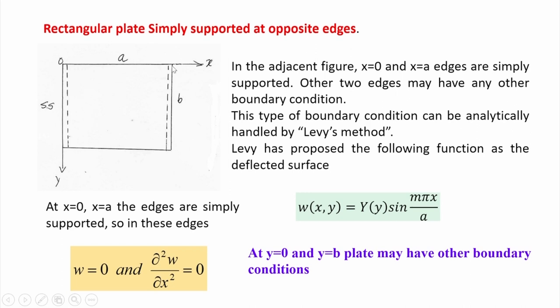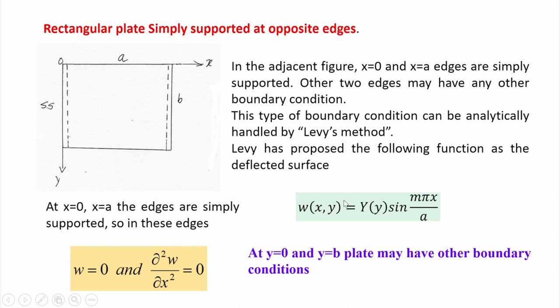Now Lévy, after seeing this type of boundary condition, proposed a shape function which will satisfy the boundary condition. For example, if I take W as a function of x times a function of y, and the function of x is taken as a sine function, sin(mπx/a), for any integer value of m, then when we substitute this function at the opposite edges x equal to 0 and x equal to a, the boundary condition is completely satisfied, because even after the second derivative you will arrive at the sine function. So automatically sin 0 is 0, and sin mπ for any integral value of m is also 0. So this is the appropriate function for this kind of boundary condition in a rectangular plate.